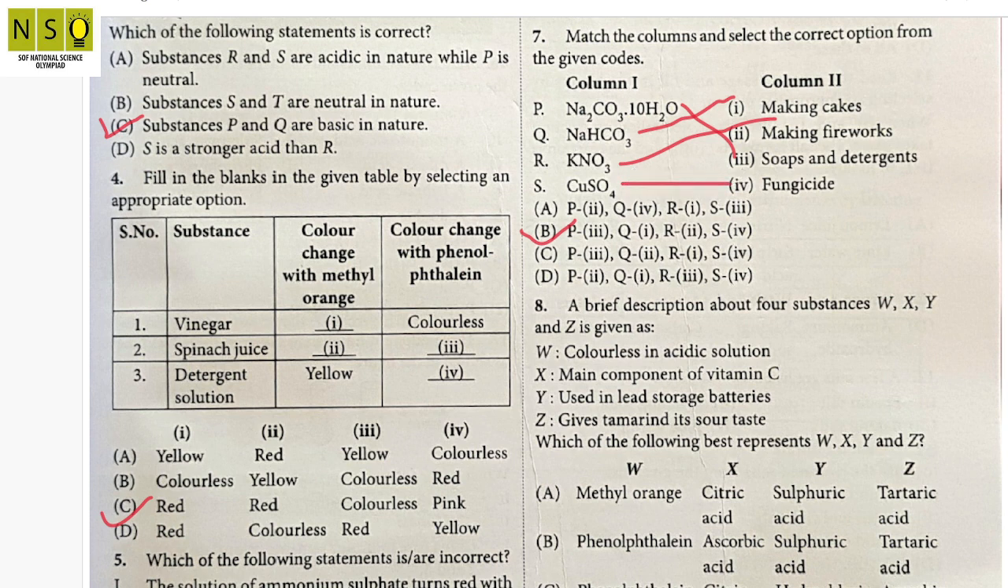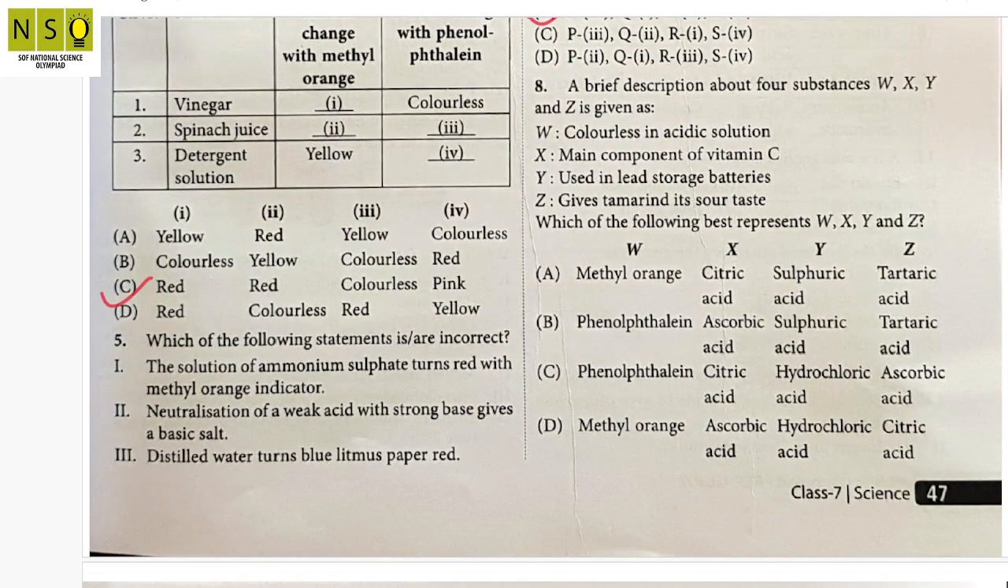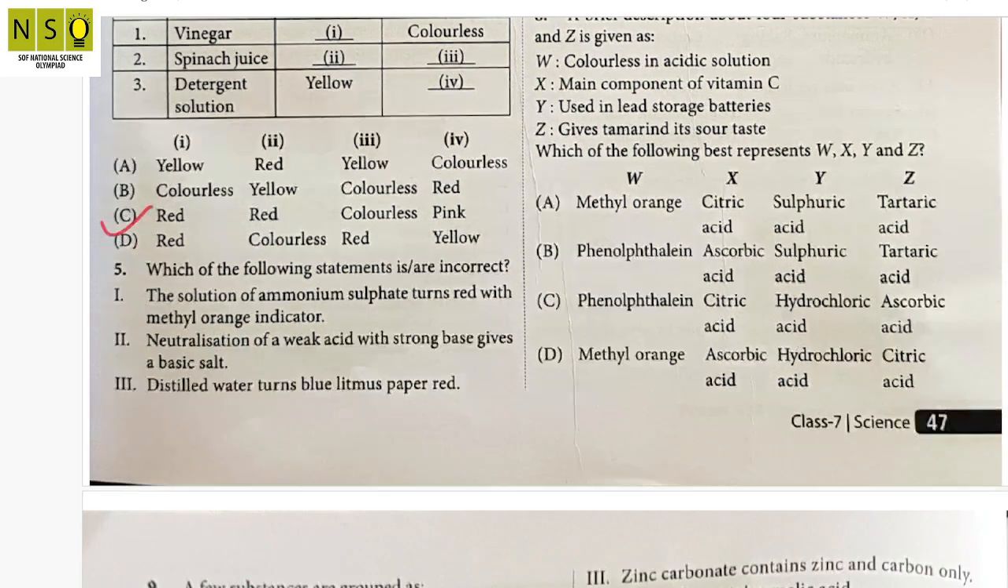Now question number 8. A brief description about 4 substances, W, X, Y and Z, is given. Let's see the description first. W is colorless in acidic solution. X is the main component of vitamin C. Y is used in lead storage batteries, and Z gives tamarind its sour taste. Now they are asking which of the following is the best representation of W, X, Y, Z.